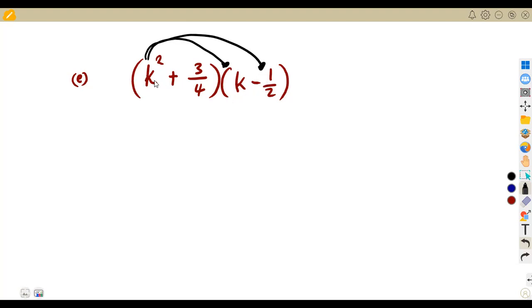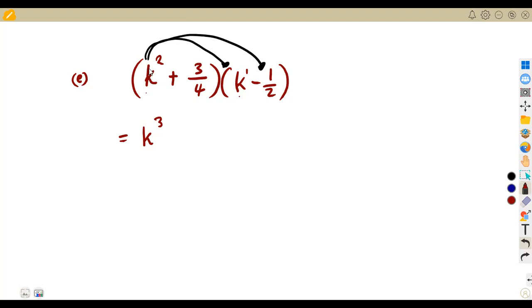Minus a half, this part of k squared. So if we multiply k squared and k, this is to the exponent of 1. So remember, if the bases are the same, you add the exponents, 2 plus 1, which is 3. So it is going to be k to the exponent of 3. All right, we are done with this part.